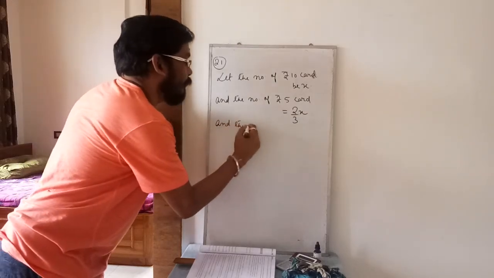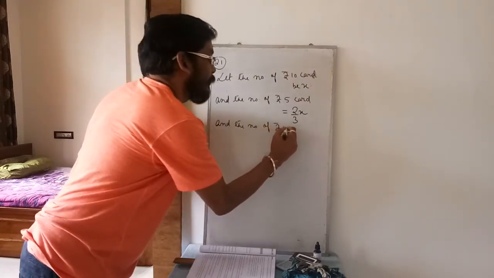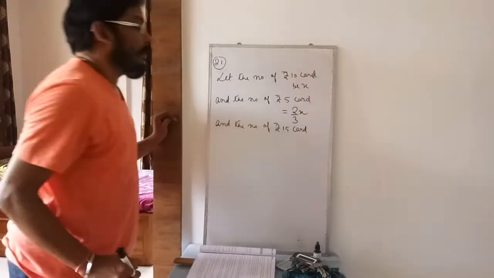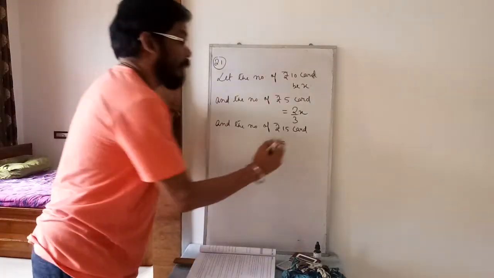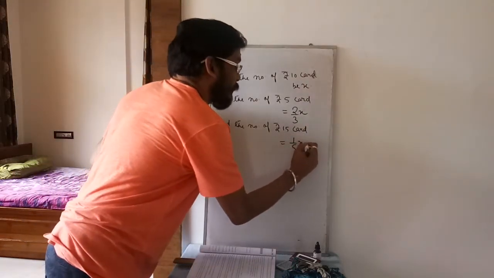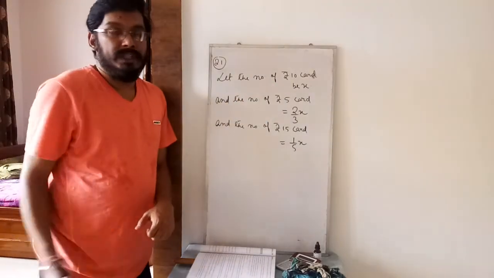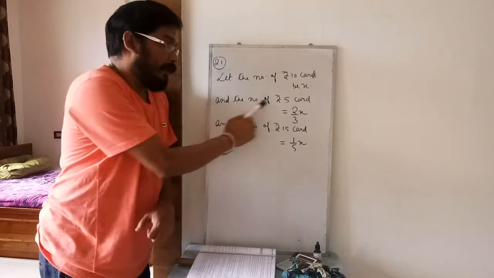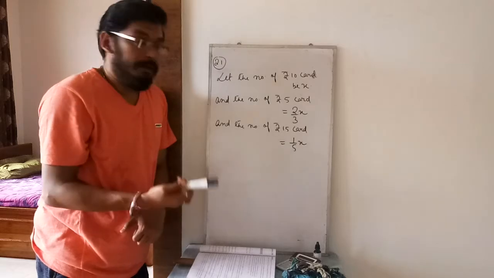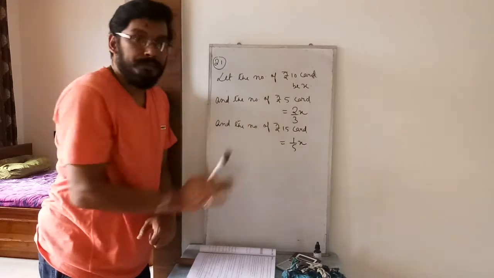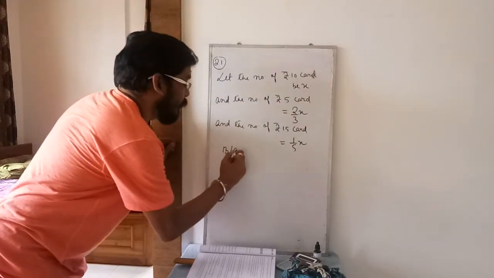the number of rupees 15 cards, equal to what did they give? 1 by 5, which means 1 by 5 of x. Clear? I repeat again. Number of 10 rupees cards, how many? x. Number of 5 rupees cards, it is 2 by 3 of x. Number of 15 rupees cards, it is 1 by 5 of x. Total money was how much? 245. I have to form an equation now.